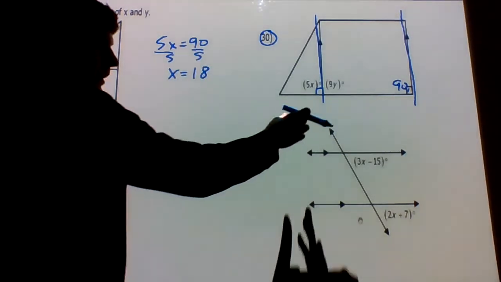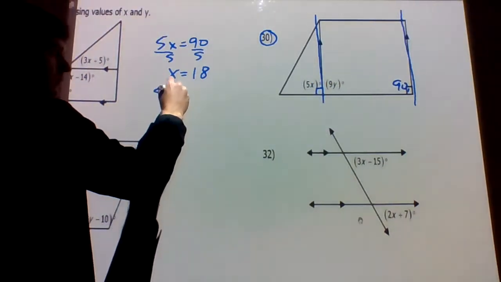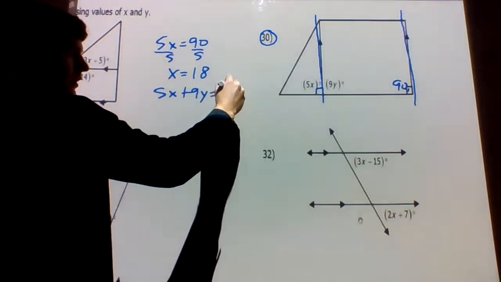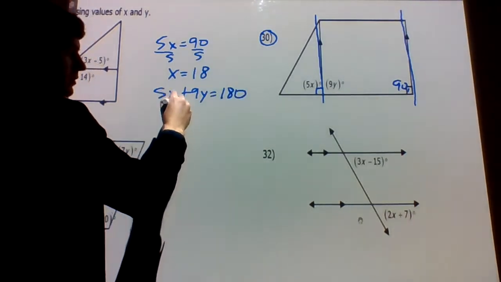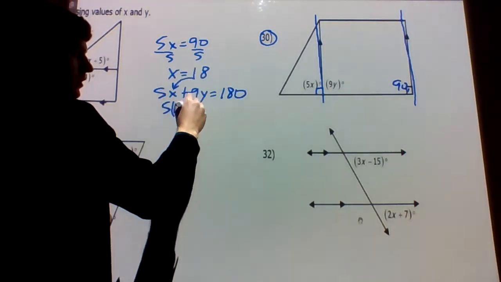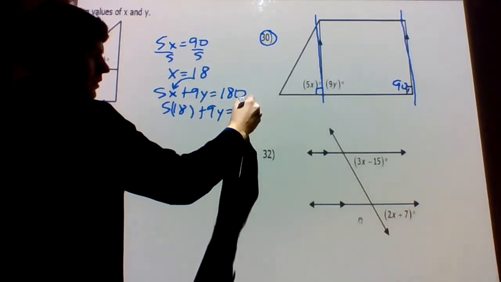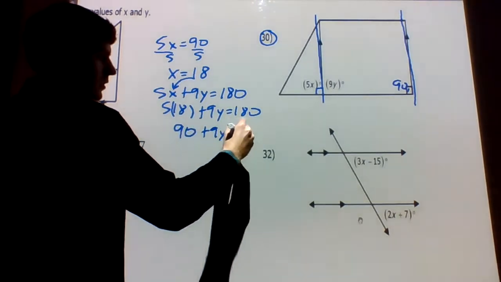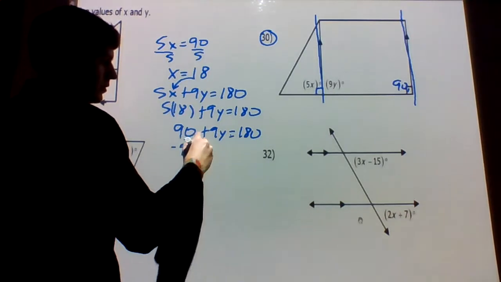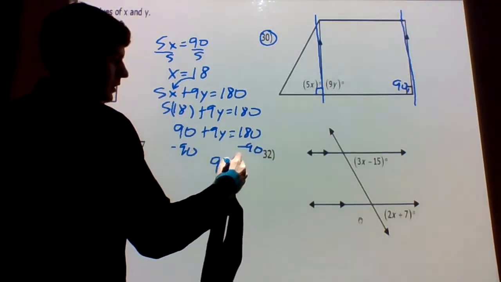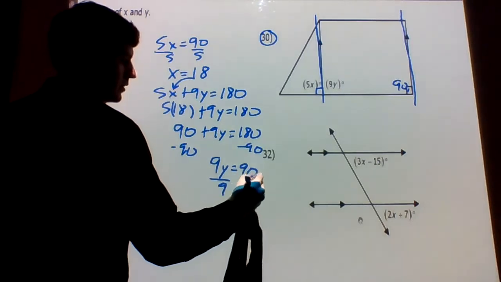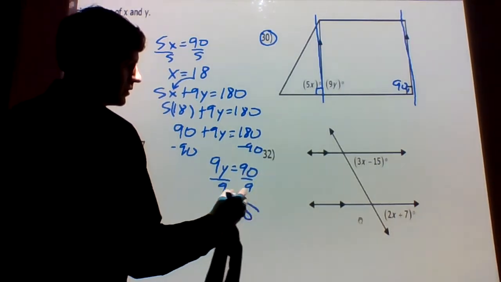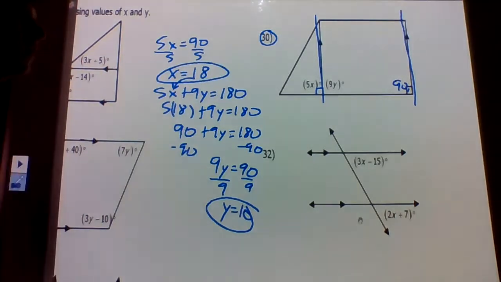Okay, and then these are a linear pair. So 5x plus 9y is going to be 180. So 5 times 18, we're going to substitute this in, plus 9y is 180. So this is going to be 90 plus 9y equals 180. We subtract 90, we get 9y equals 90. We divide by 9, and we get y equals 10. Okay, good.